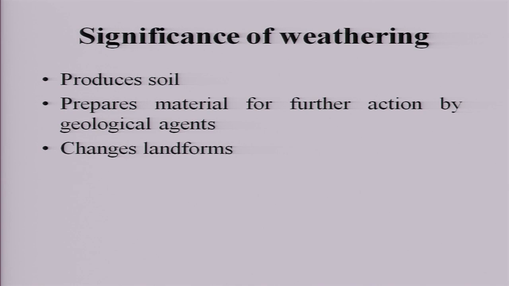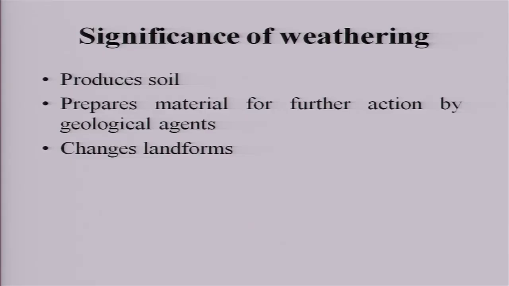The first and foremost is it produces soil. If there is no soil, there is no life, no plant, no animal. So, weathering is the most important process. Second, weathering prepares the material for further action by geological agents. I told you about the erosional processes, and these processes are water, wind, waves, glaciers, etc. They are called geological agents. These materials are transported by geological agents.